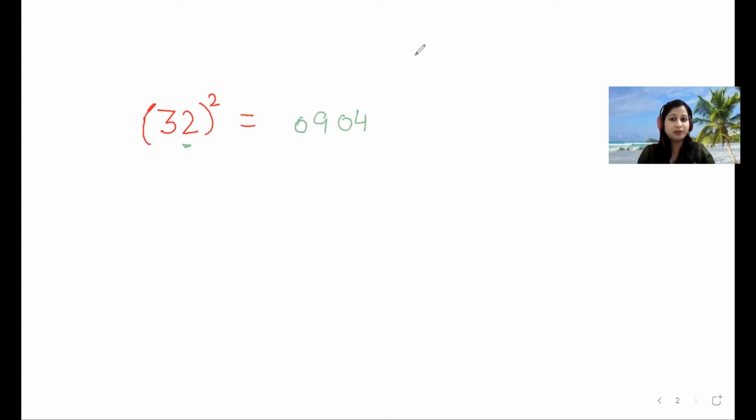Now we'll do the multiplication of the digits. How much would it be? 3 multiplied by 2. Yes, you are correct, 6. Now we'll multiply it with 2 again. So how much? 12. That number we are going to write in the middle. Now let's do the addition. How much will we get after addition? 4, 2, 9 plus 1, 10. So it will carry over and 1. So this would be the answer.